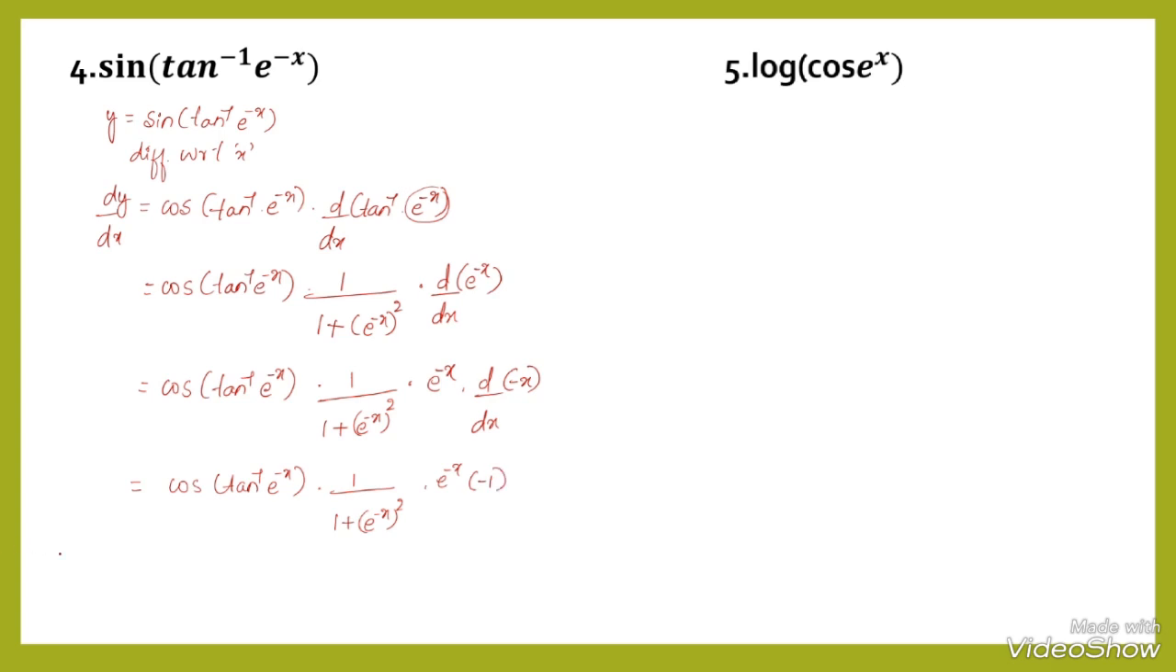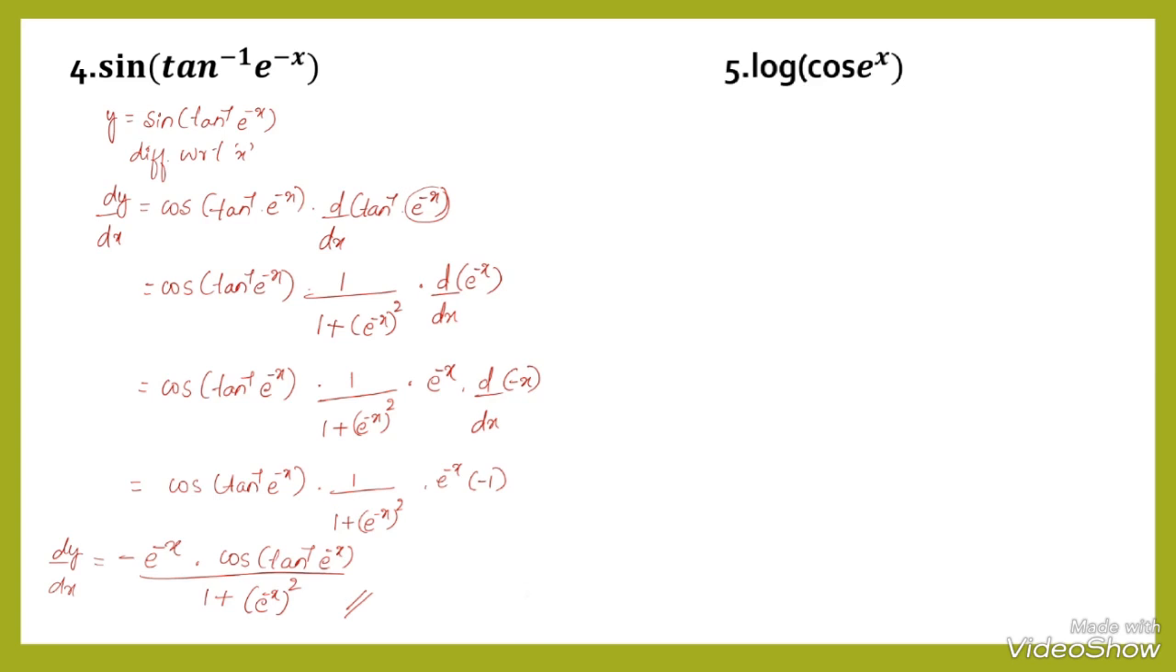We want dy by dx only. Therefore, I am taking minus e to the power minus x into cos of tan inverse e to the power minus x divided by 1 plus e to the power minus x whole square. This is the solution of the given problem.